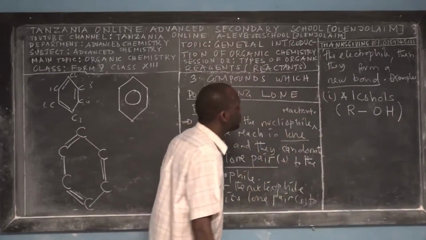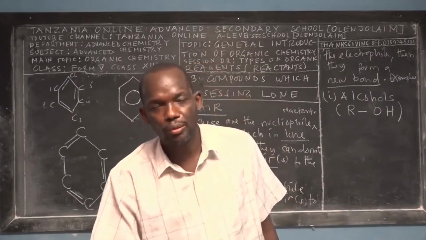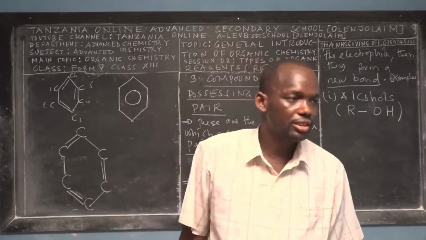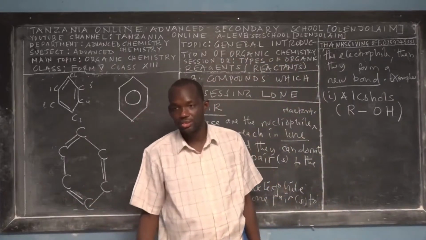So in these compounds, how many elements do we have? How many elements form alcohol? Basically 3: carbon, hydrogen, and oxygen, right?